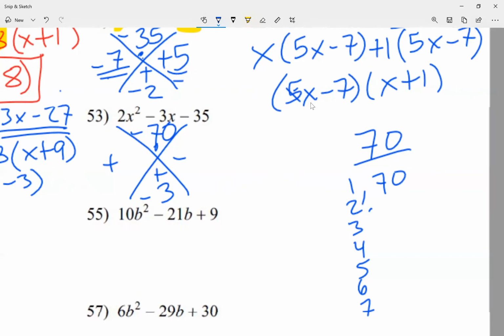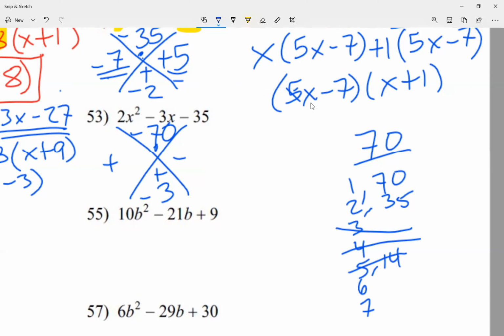Start thinking. 70 divided by 2 gives me 35. So I know 2 times 35 is 70, but when I subtract my numbers, I don't get a 3. Now 70 divided by 3 gives me a decimal, so 3 doesn't work. 70 divided by 4 gives me a decimal as well. 70 divided by 5, I get 14. So 5 times 14 is 70, but when I subtract them, it's not 3.